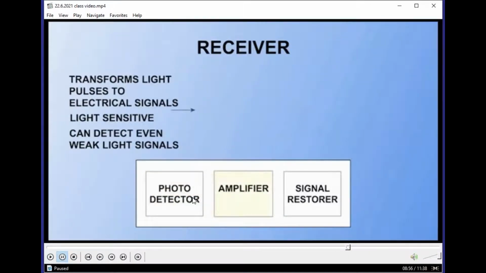So here try to understand the receiver part only. The amplifier circuits and the signal restorer circuit are not necessary for us. Up to our syllabus, we have to understand the optical fiber communication principles. These are the explanations, but you should know what things are available in the receiver.